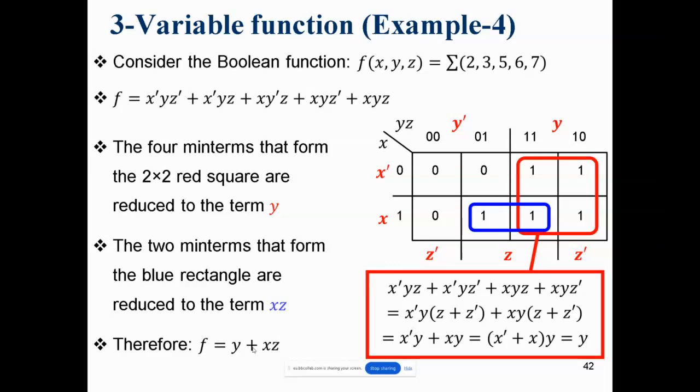The red one consists of how many minterms? The red one, 4 minterms. This is minterm 1, minterm 2, minterm 3, and minterm 4. And then we do the algebraic manipulation, blah blah blah. So this one is easy.